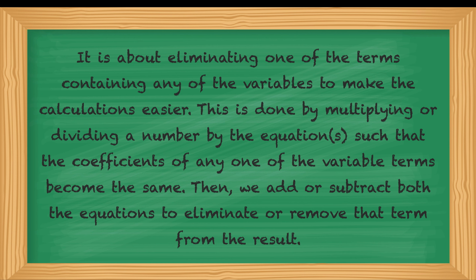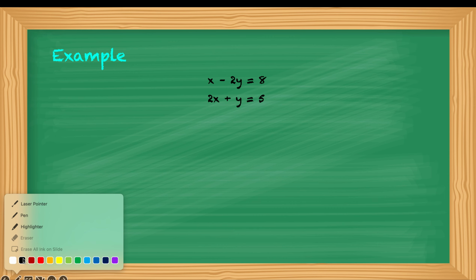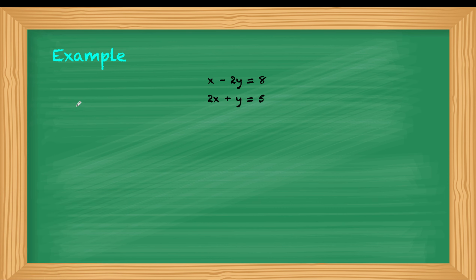This is done by multiplying or dividing the equation or equations by a number such that the coefficient of any of the variable terms becomes the same. Then we add or subtract both equations to eliminate or remove that term from the result. Now, with all that being said, we are going to solve some questions using the elimination method.